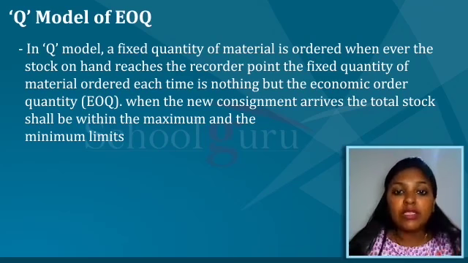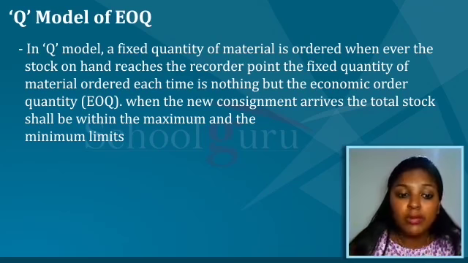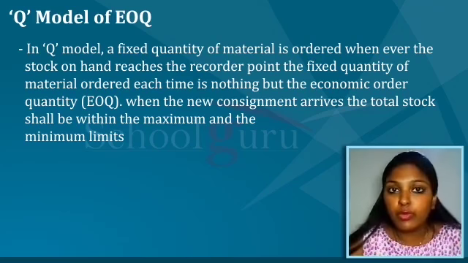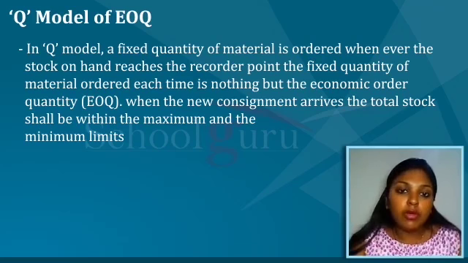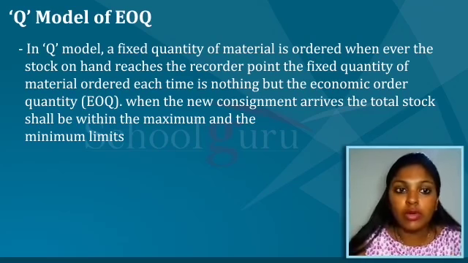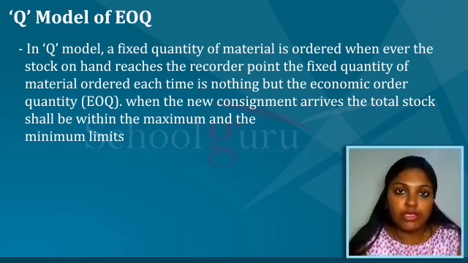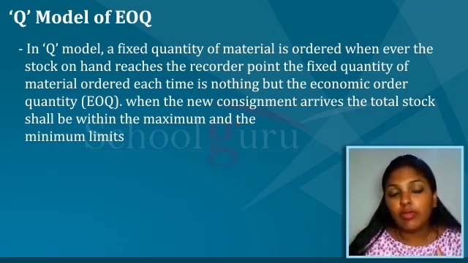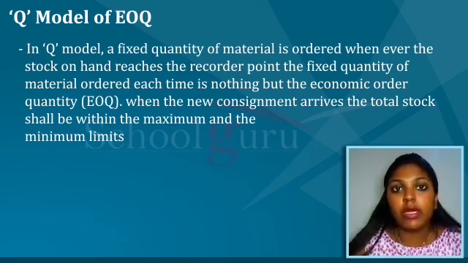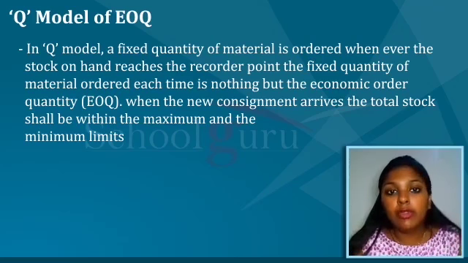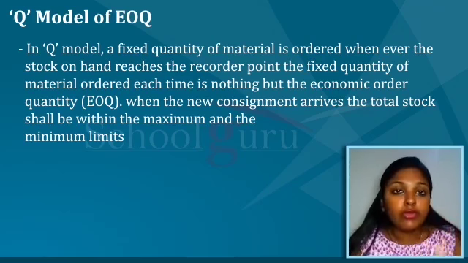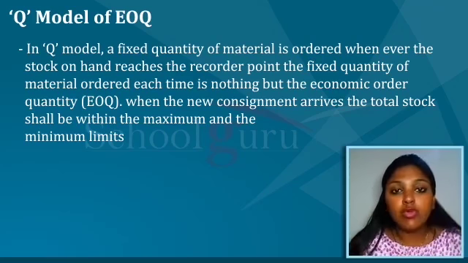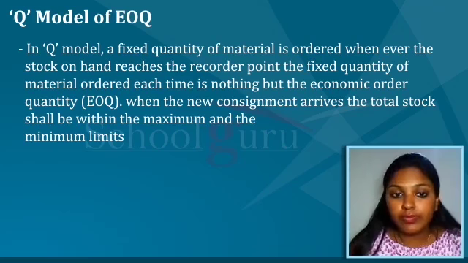And when the consignment arrives, your total stock should be between your maximum and minimum limits. Therefore, the Q model of economic order quantity gives you a proper and fixed quantity of material that is to be ordered when the stock on hand reaches a specified reorder point, right? A reorder point is a point when you have to reorder the inventory again from the vendor, and the quantity of inventory you want to reorder is your fixed quantity, and that fixed quantity is your Q model of EOQ.